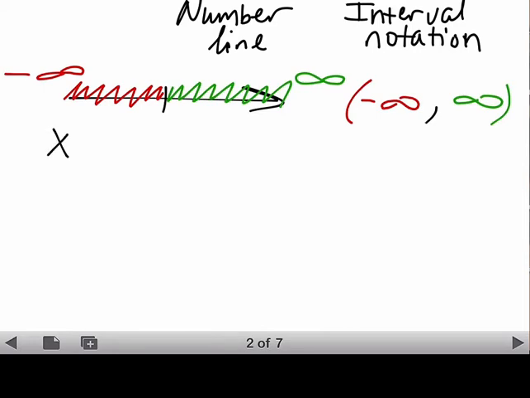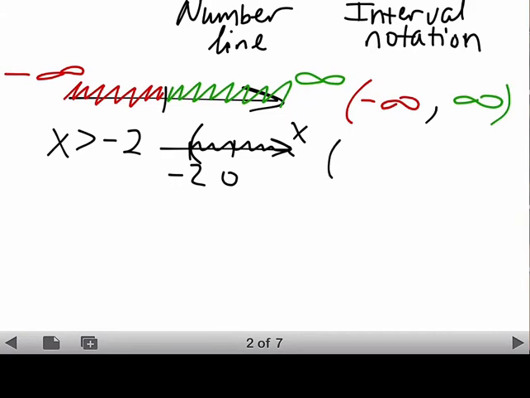Next we'll look at x is greater than negative 2. On a number line labeled with x, I'll put a 0 and negative 2 for orientation, a parenthesis opening to the right at -2, and shade to the right. In interval notation, since our interval starts at -2, and this is a strict inequality, we have a parenthesis with -2, and then infinity with a parenthesis as well.